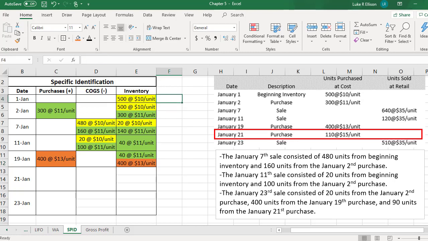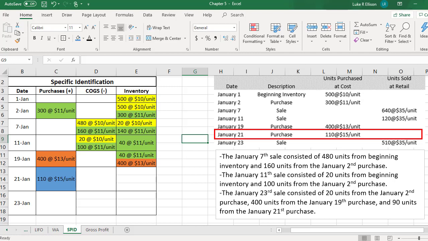Next, on January 21st, we have a purchase of 110 units at $15 per unit. Since we have a purchase, we can record these units in the purchase column. Now we need a new color for the $15 per unit inventory. So let's use blue.